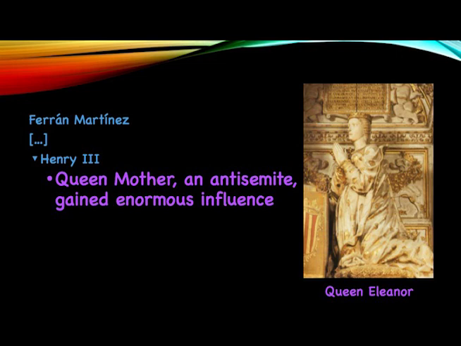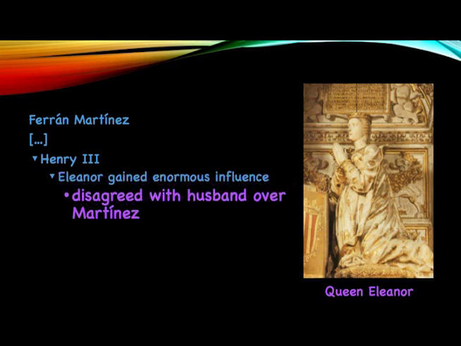Henry III's mother, Queen Eleanor, was the daughter of the King of Aragon. She had wed Henry III's father in an attempt to bring peace between the two rival monarchies. Eleanor was a determined anti-Semite. As Queen Mother, she now gained an enormous influence over the crown while Henry was still a child. She had not agreed with her husband's prosecution of Martinez, and now she was in a greater position to support the Franciscan friar.